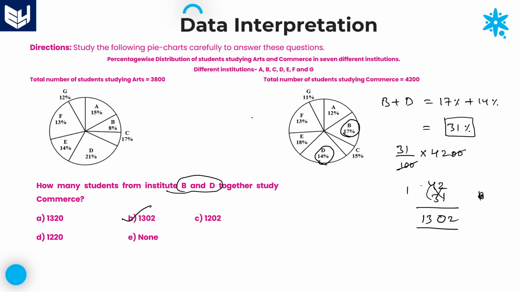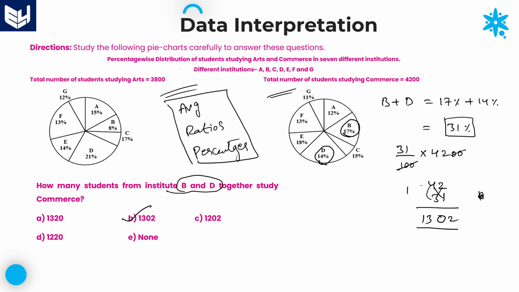Guys, if you understand the given information properly, problem solving is not at all a difficult task. The only thing you need to focus on are three areas: averages, ratios, as well as percentages. These are the three topics you need to be very confident about. Then only is it possible to solve the problems in data interpretation, especially.